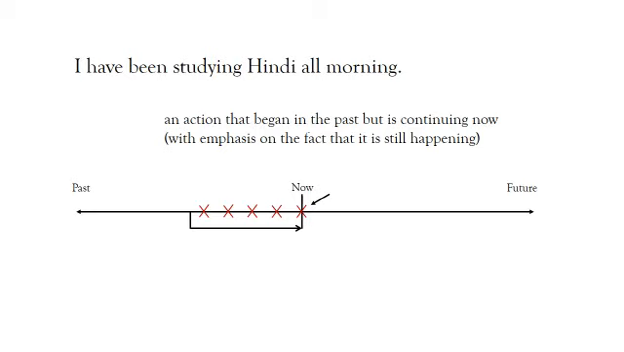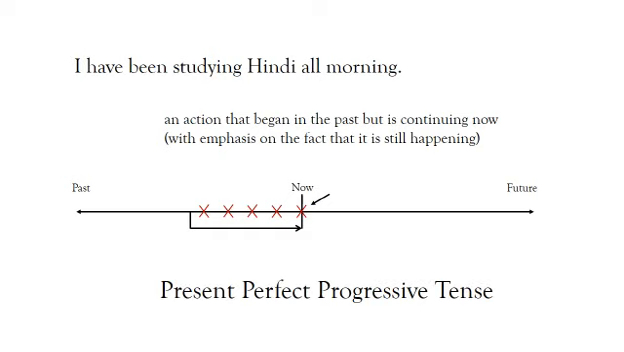Here, once again, we are talking about something that started in the past and continued to the present moment. And what is different here is, the primary focus now is on the fact that it is still happening. And the tense that allows us to convey this idea is present perfect progressive tense.